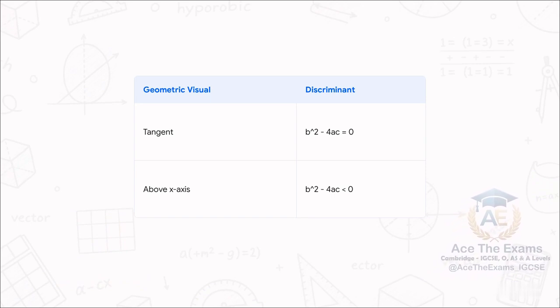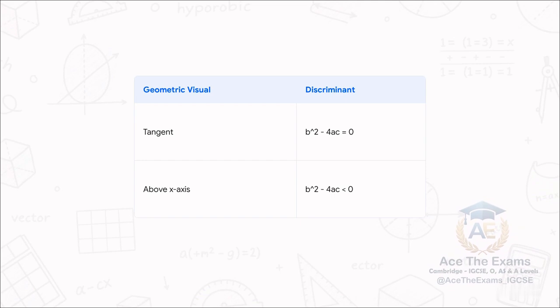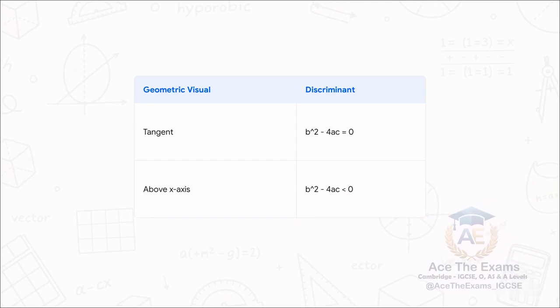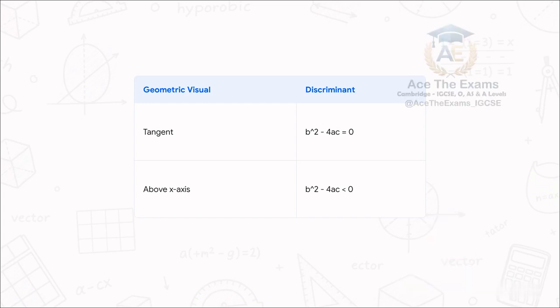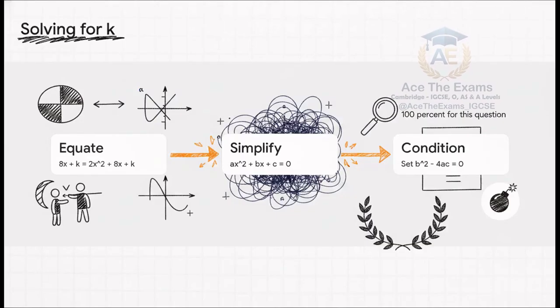If a curve lies entirely above the x-axis, it never ever crosses it, meaning 0 real solutions. Therefore, b squared minus 4ac must be strictly less than 0. This is translating visual geometry directly into hard, undeniable algebra. By following these 3 steps, we completely eliminate the guesswork and systematically trap the exact value of k.